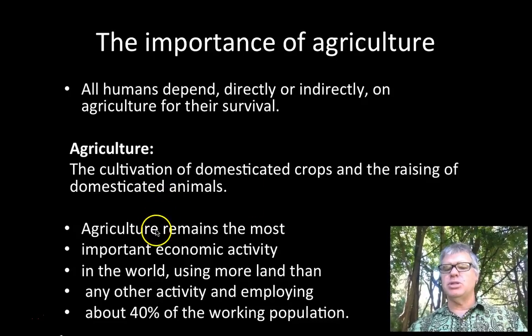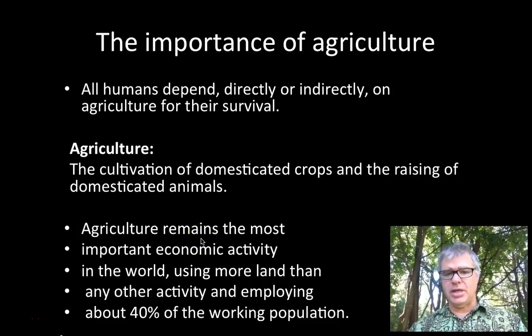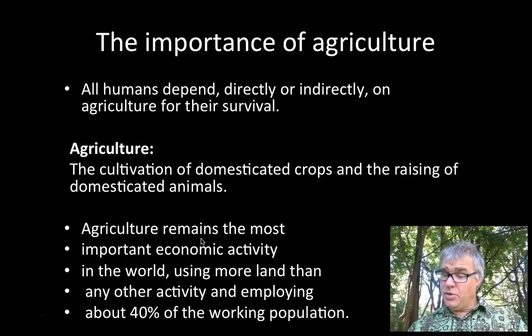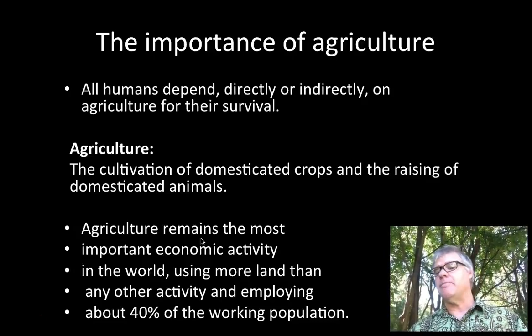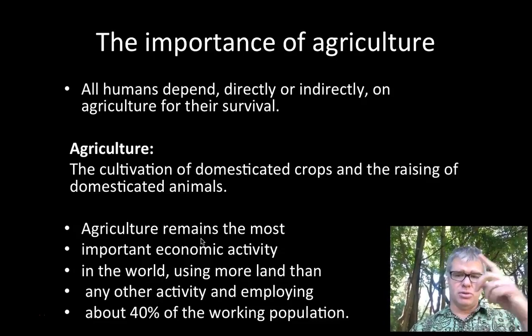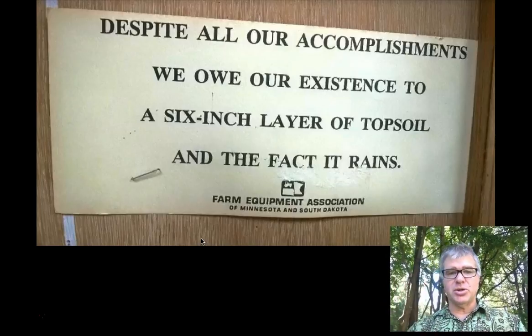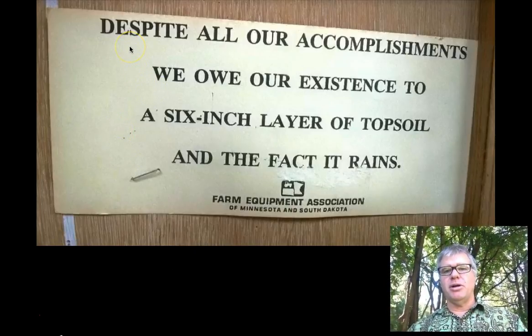And it remains the most important economic activity in the world, uses more land than any other activity, and employs about 40% of the working population. In the United States, we have a fairly small percentage of our population actually directly working in agriculture, less than 5%. But the United States is an anomaly. If you look globally, many more people are working in the agricultural sector. And this is just a little reminder. It says, despite all our accomplishments, we owe our existence to a 6-inch layer of topsoil and the fact that it rains. That's actually pretty true.